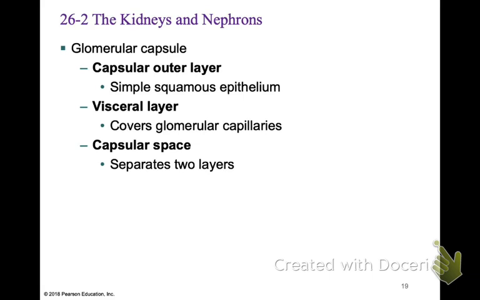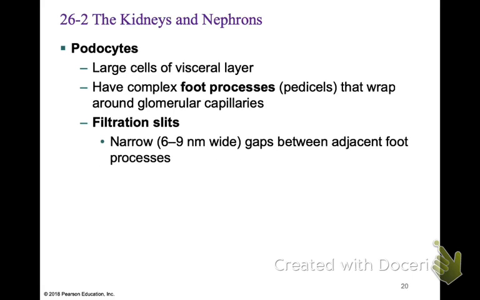So that capsular outer layer is just simple squamous epithelium. It just holds that filtrate, that fluid, keeps it under some pressure, helps push it into the renal tubule. The visceral layer is really pretty complicated. The visceral layer completely covers all of the surface of all 50 glomerular capillaries, and we'll take a look at that. The capsular space is just where the fluid accumulates. The visceral layer is composed of cells called podocytes, and they're called this because they have little feet.